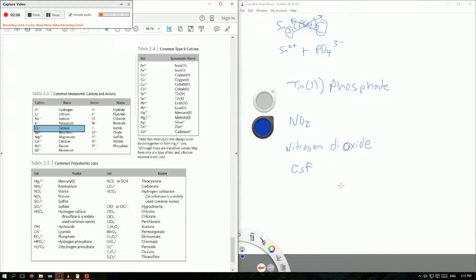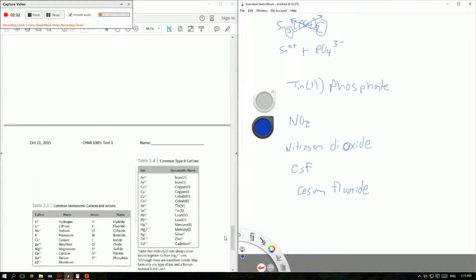So cesium. So we're saying it's cesium, and the name of the anion, which is fluoride, or the element is fluorine. But remember, you just add an "ide" to the end of any of those atoms, so it's cesium fluoride. So that's it for that question.